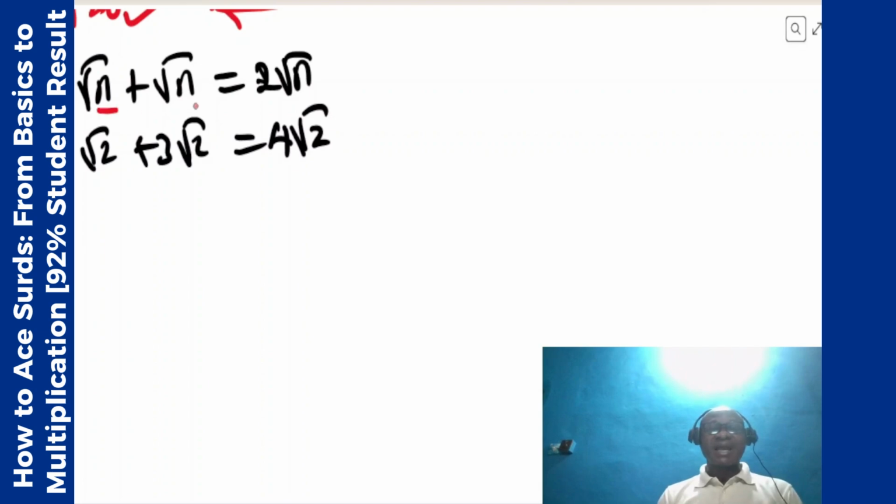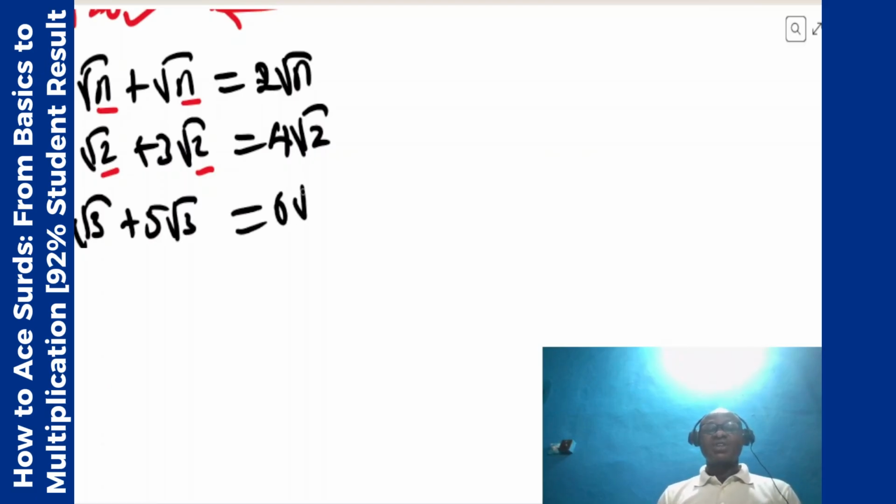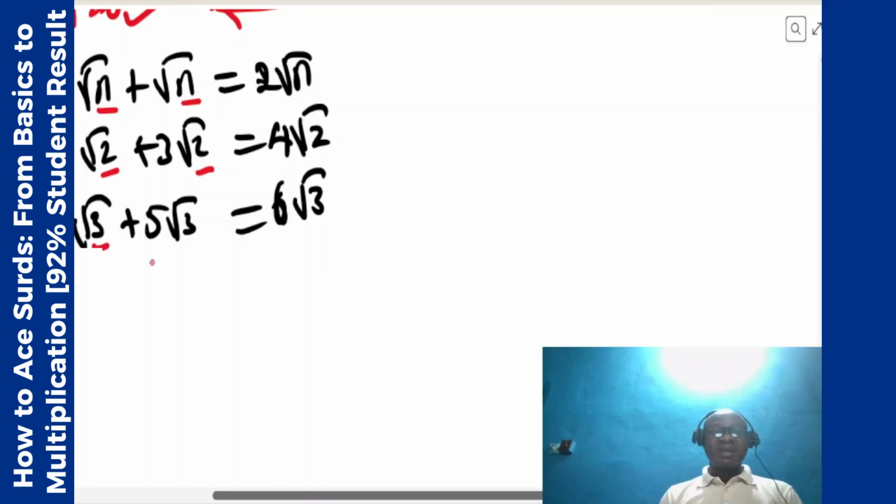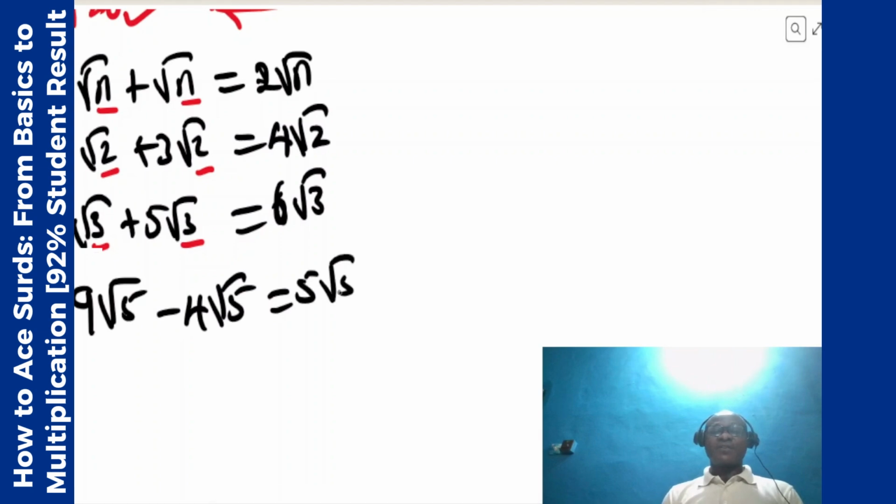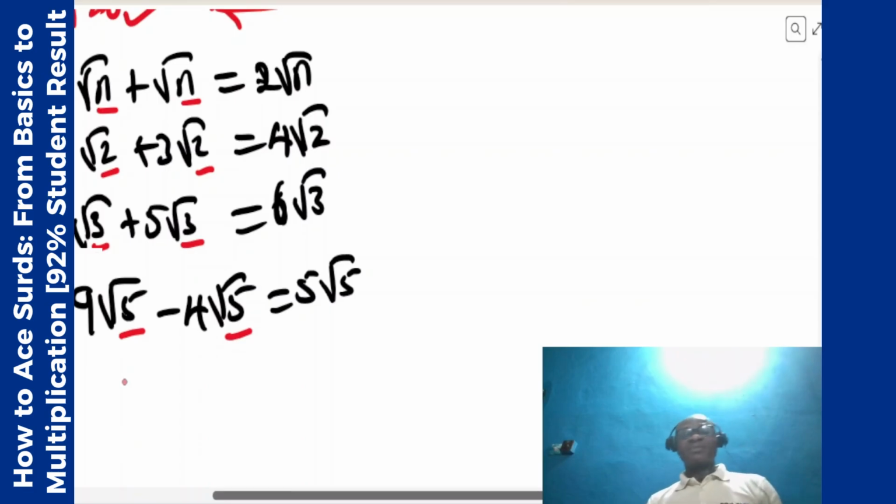What it means is that when surds have the same irrational parts, you can add them and subtract them. So if I give you something like the square root of 3 plus 5 root 3, this is the same thing as 6 root 3, because it is root 3 here and it is root 3 here. That is why we can add it. If I give you something like 9 root 5 subtract 4 root 5, the answer is going to give me 5 root 5. We can only add and subtract when the irrational parts are the same. You can see that.